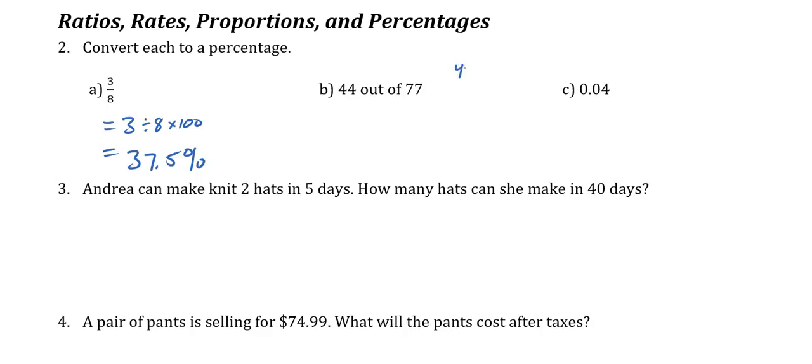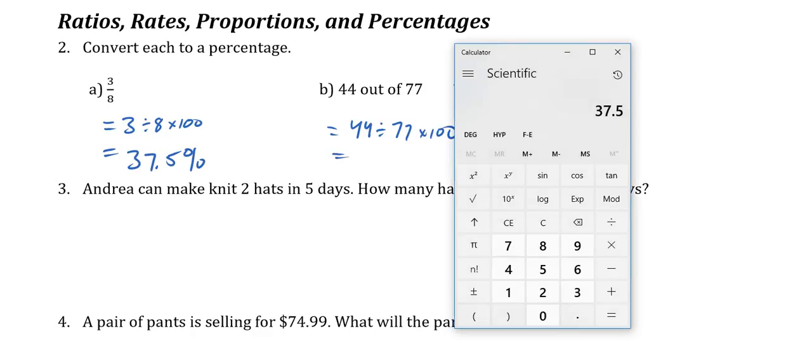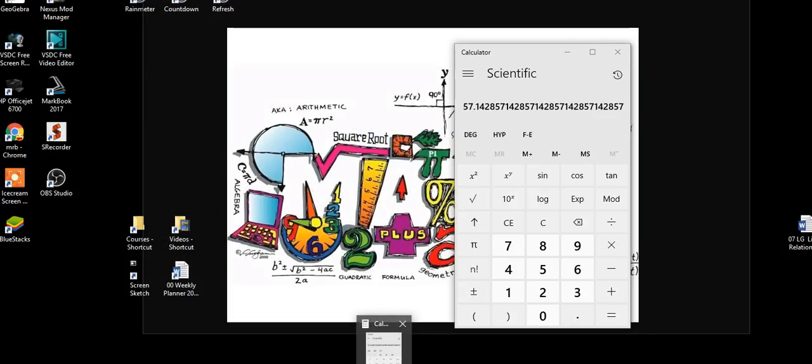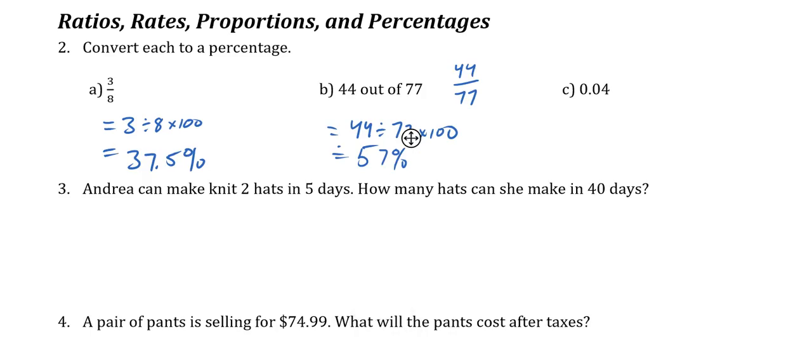44 out of 77, so we do it the same way. And 0.57. There's different ways that you can do this one. You can multiply it by 100. Whoops. You can just move the decimal 2 places.